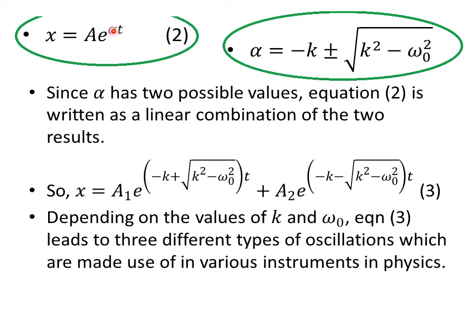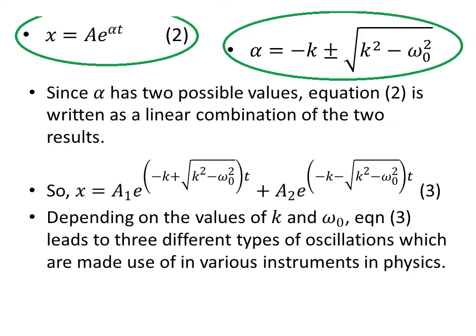When you consider both possibilities of alpha, the most general expression for x is a linear combination of the results we get from the two values of alpha. So that is what is written here. x is equal to some constant into e raised to minus k plus root of k square minus omega 0 square into t, plus another constant into e raised to minus k minus root of k square minus omega 0 square into t. This is one possible root of the quadratic equation we set up in alpha, and this is the second root. So alpha has two possible solutions, and considering both, we get the most general expression for x, given by equation 3.